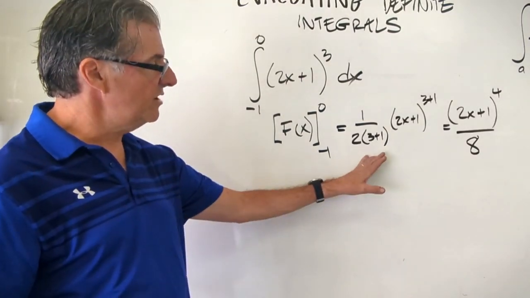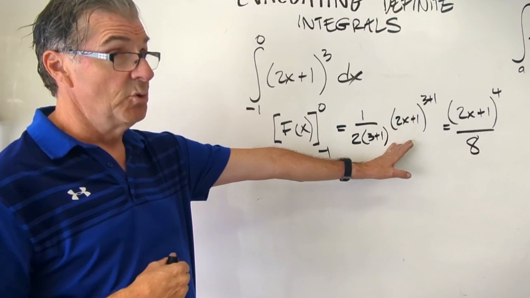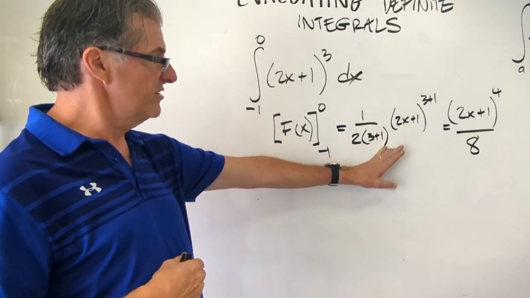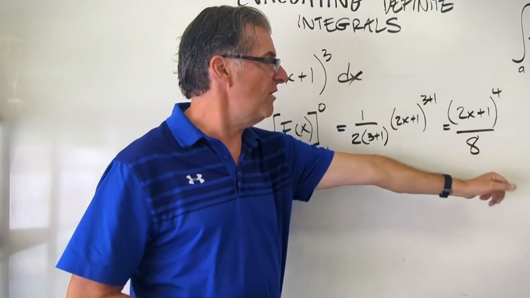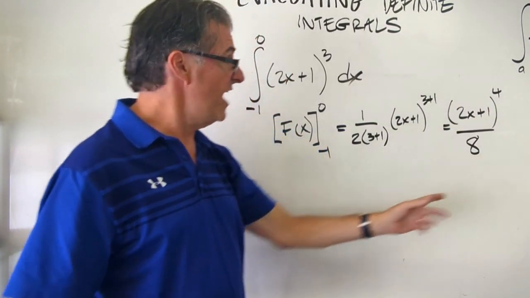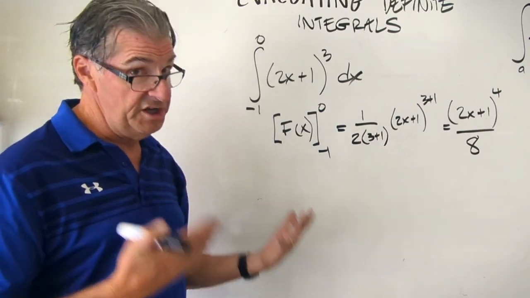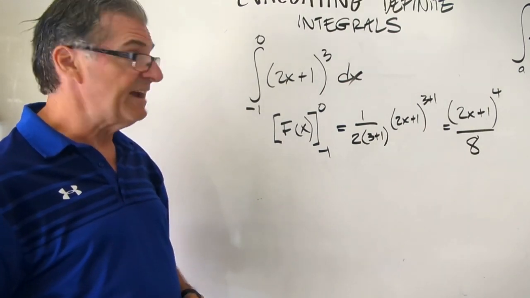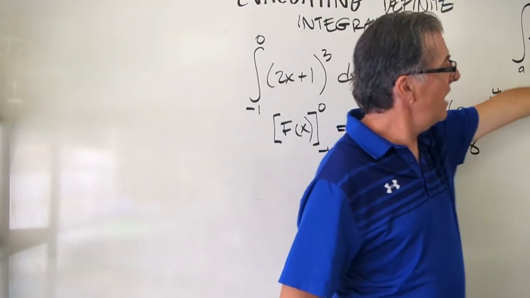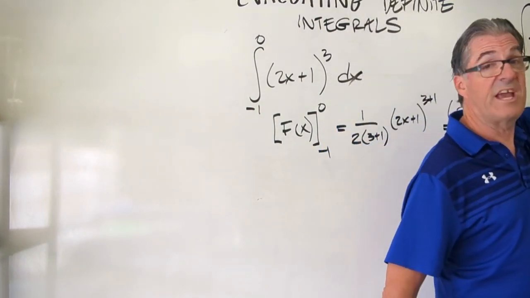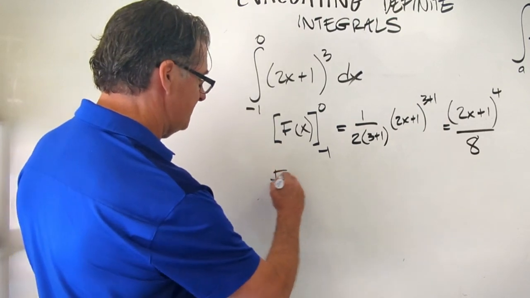Okay, so there's my straight up plug-in step using our rule. If this is not making sense to you, you do want to review that rule. Simplifying that on down, we get (2x plus 1) to the fourth power over 8. So that is our capital F of x, our antiderivative. So what comes next? Now we need to do capital F of b minus capital F of a. So that would be this step.